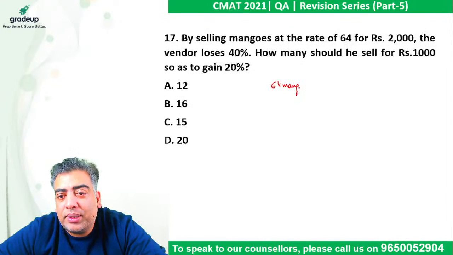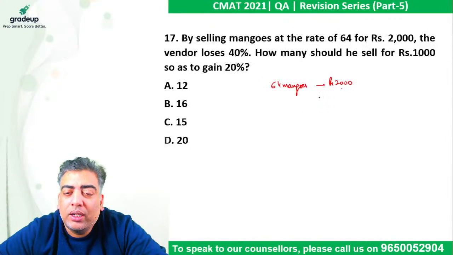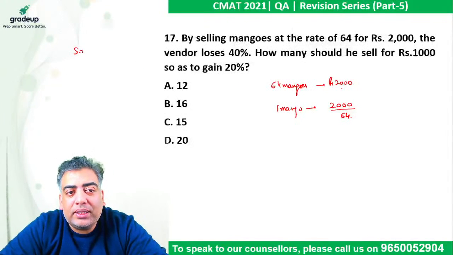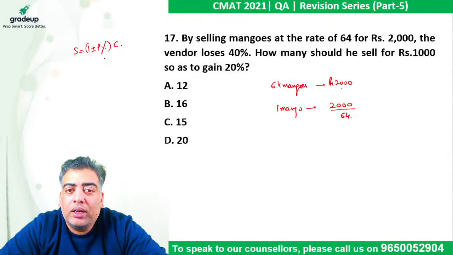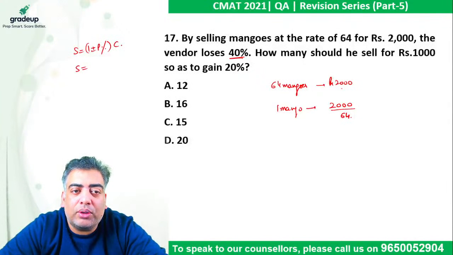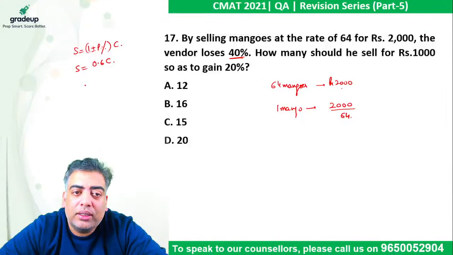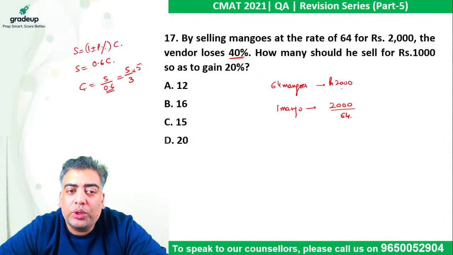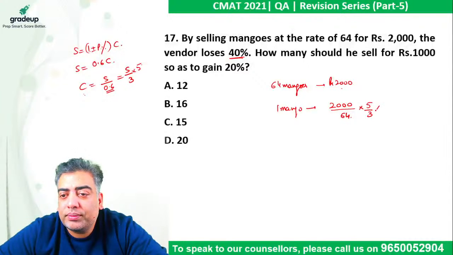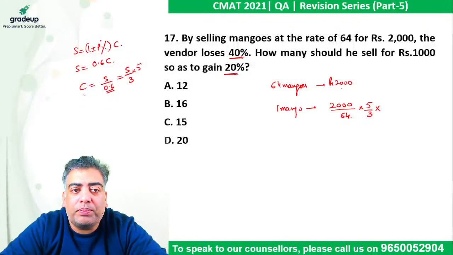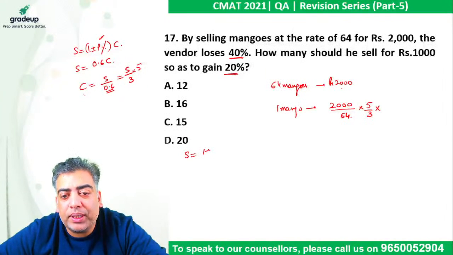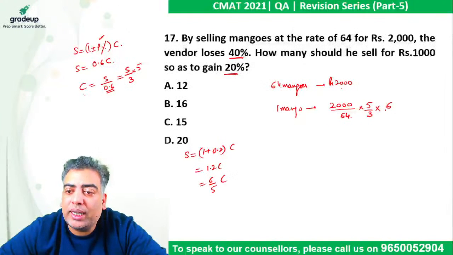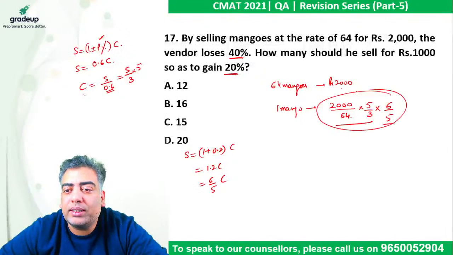64 मैंगोज का प्राइस हमें दे रखा है रुपीज 2000, दैट इज द सेलिंग प्राइस, राइट। सो सेलिंग प्राइस ऑफ वन मैंगो will be 2000 upon 64. Now selling price is equivalent to 1 plus minus p% of CP. So if you are losing 40%, we can say selling price is equivalent to 1 minus 0.4, which is 0.6 times C. So cost will be S upon 0.6, wherein 0.6 is nothing but 3 by 5. So your cost now will be 5 by 3 times selling price. Now you are required to gain 20%. So now p is 20. So selling price comes out to be 1 plus 0.2, which is equivalent to 1.2C, or you can write 6 by 5C. So that's why I multiplied the cost with 6 by 5 to get selling price. Then we simplified it.